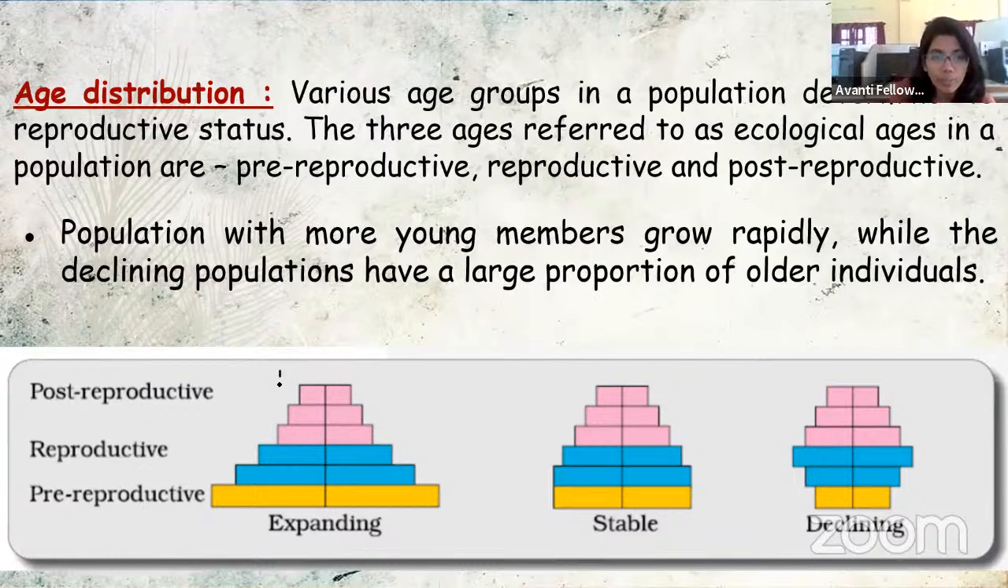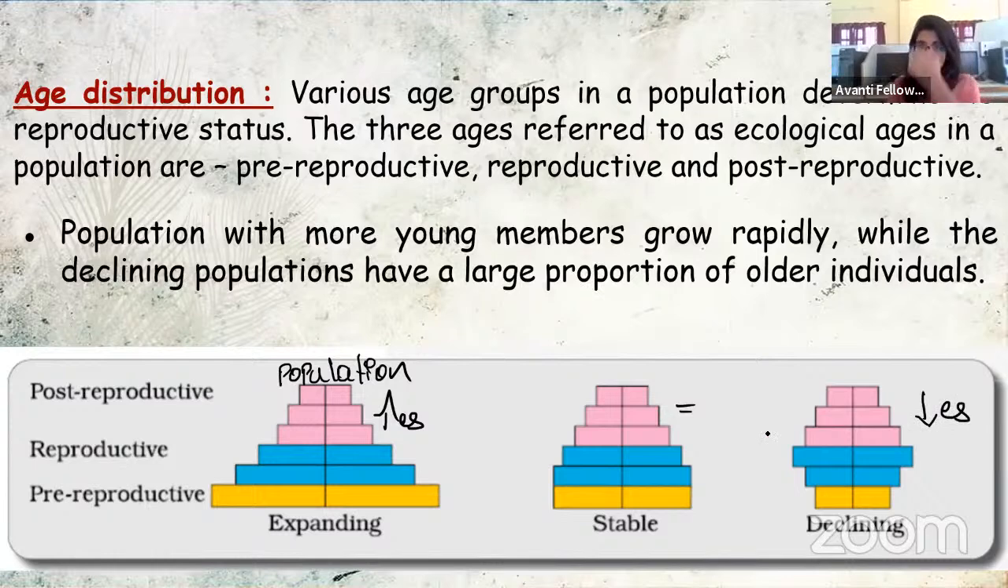Let me write here, the population will increase. Here the population will be stable. Here the population will decrease.